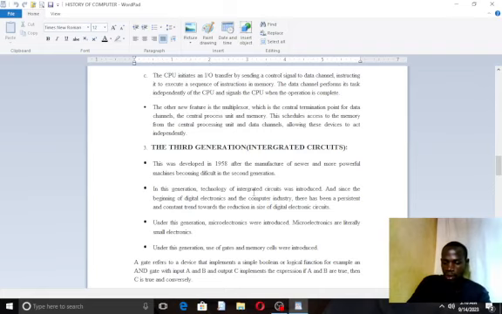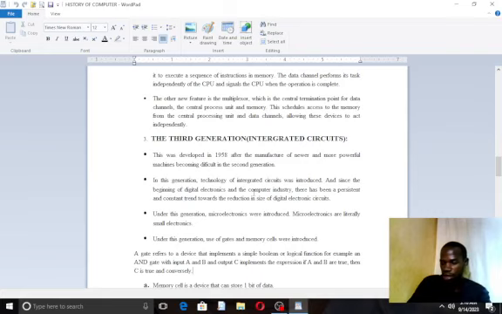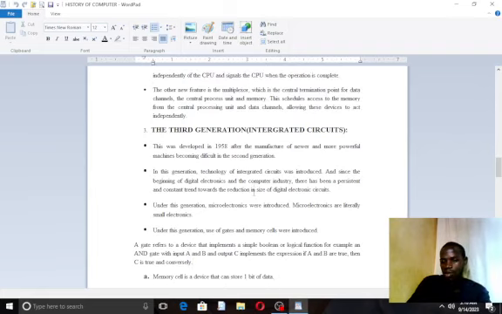Under this generation, microelectronics were introduced. Microelectronics simply means relatively small electronics. Also, the use of gates and memory cells was introduced. A gate refers to a device that implements a simple Boolean or logical function. For example, an AND gate with inputs A and B and output C implements the expression: if A and B are true, then C is also true, and vice versa.